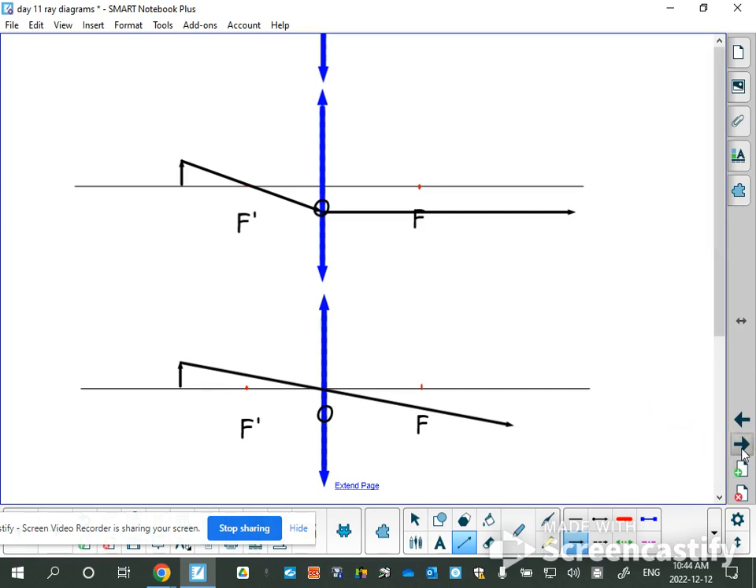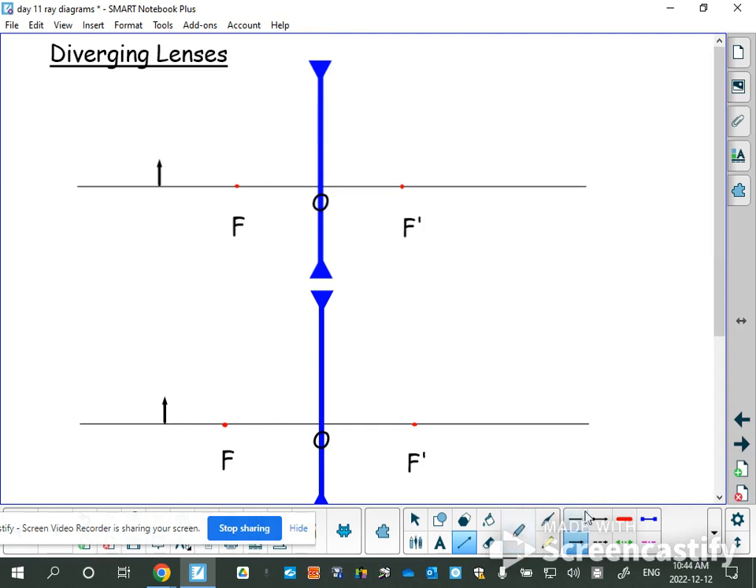Diverging lenses have similar rules. Remember, a diverging lens would look more like this, right? It has this classic shape, and because of that, the ends are thicker than the middle, and we try to represent that with these ends here having a triangle on the end in order to create that thicker end than the middle. So 3 rules, very similar.